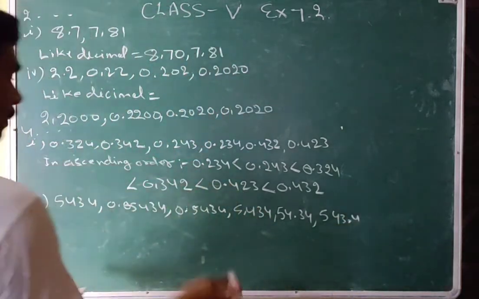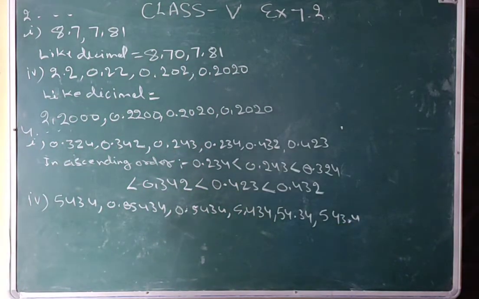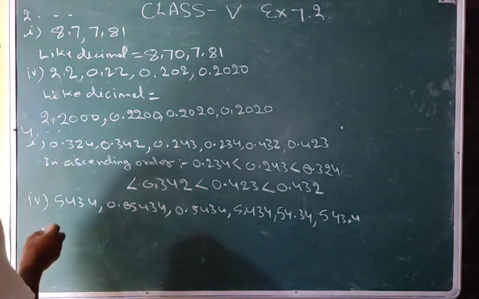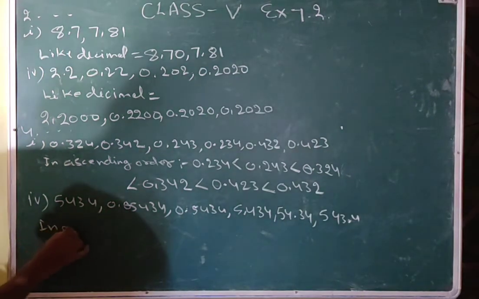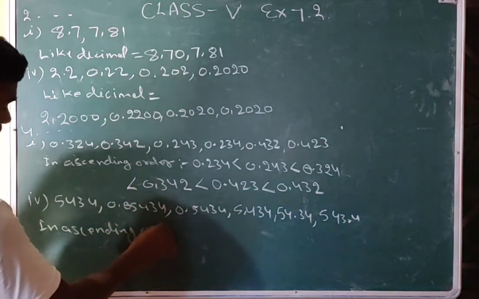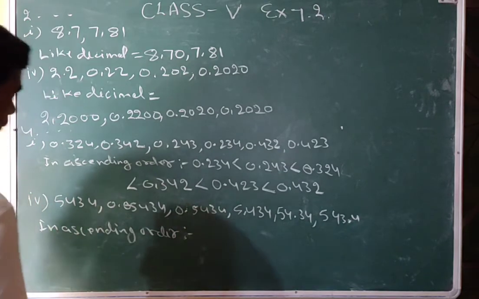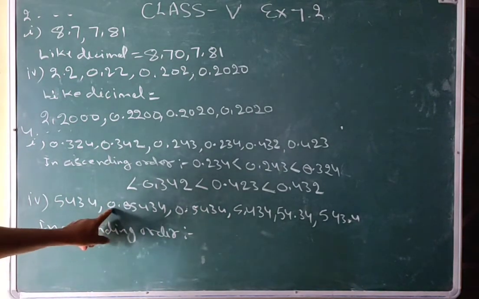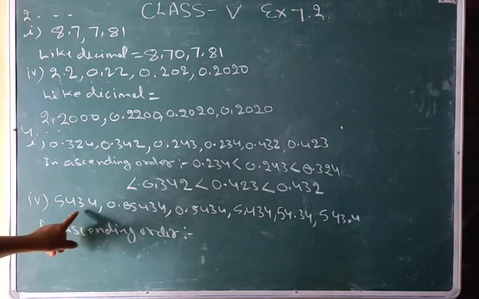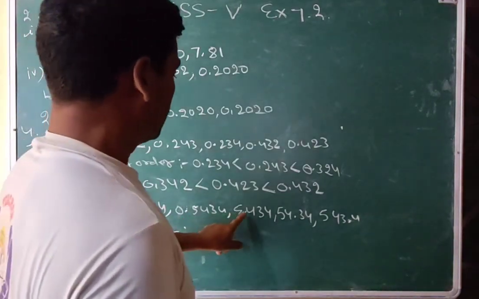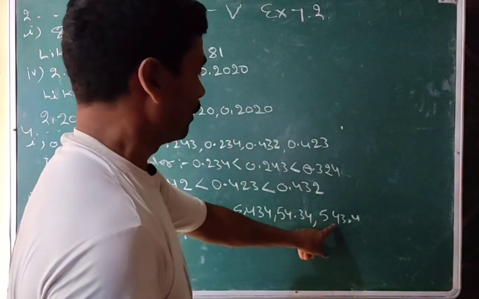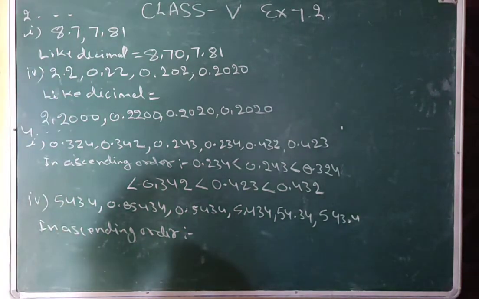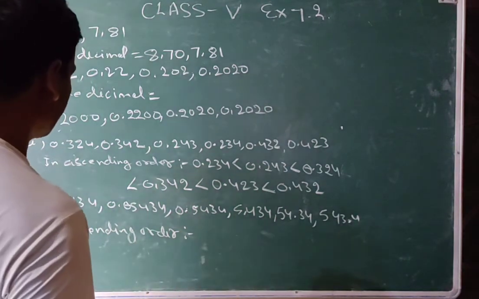Here you are looking, before the decimal there are digits also. So for the digits before the decimal, first of all you will write in ascending order. In ascending order, we will compare the digits before the decimal first. So the digit before the decimal is 0, that is 5434, that is also 0. This is the 5, this is the 54, this is the 543. So now first of all we see the smaller number, since we are writing in ascending order.